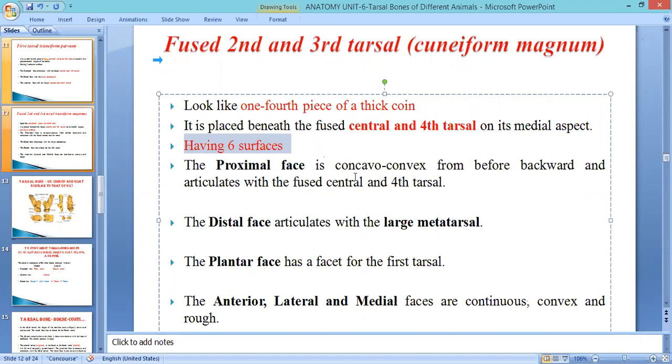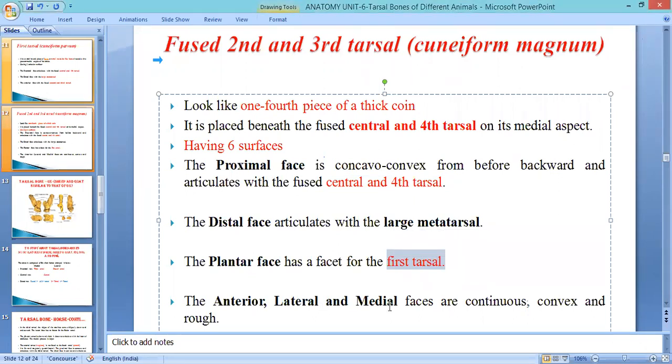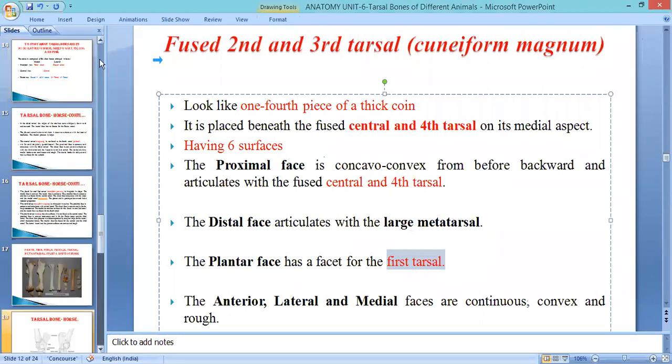So the proximal face is convexo-concave, concavo-convex, which is for articulation with the central plus fourth fused tarsal, and distally with the metatarsal. The posterior surface is the plantar surface, having the facet for the first tarsal. The anterior, lateral and medial faces are continuous, convex and rough. Okay, so that's all about the tarsal bones of the ox.